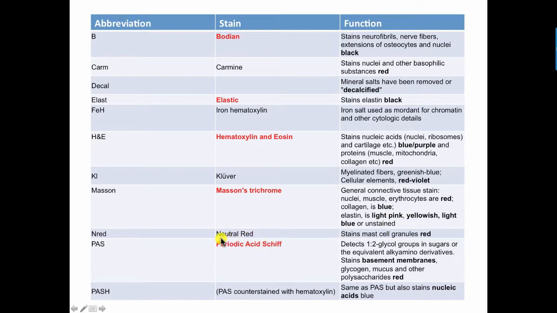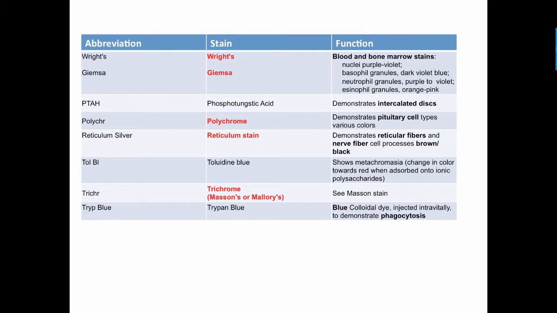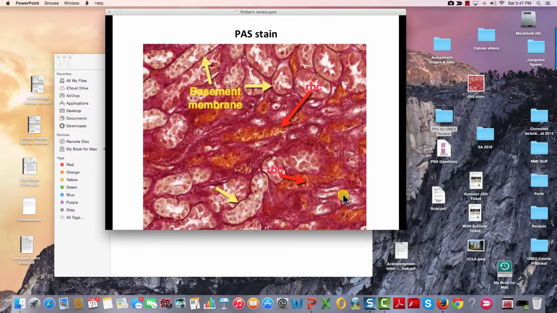And then the other one which you should be able to recognize is the periodic acid Schiff stain, which stains substances that are rich in sugars, particularly basement membranes, and glycogen, mucus secreting cells in some of the glands that you've looked at. And I don't think there is anything here that you need to know. Trichrome is pretty much the same as Mallory's. So let's look at a couple of these stains.